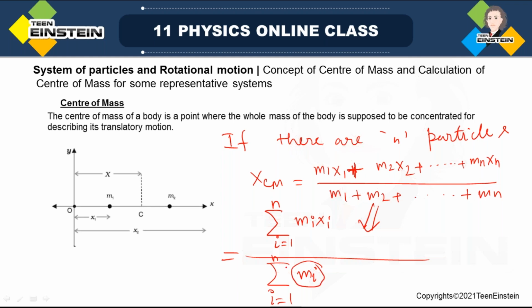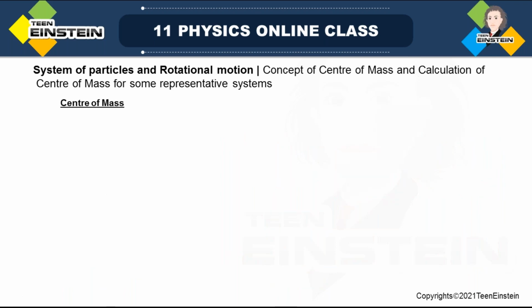Now suppose the sum of these masses is the total mass capital M. Then you can write the sum of mi xi, i goes from 1 to n, divided by capital M, where I have taken the summation of all the masses to be capital M. So this is the simple notation, and this is for a one dimensional object.